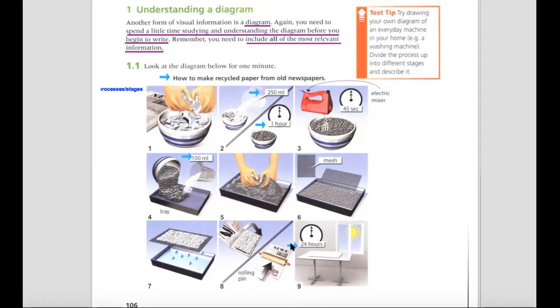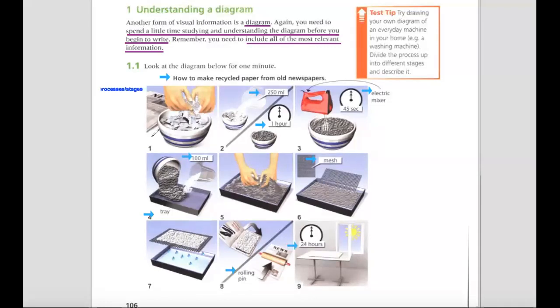The next thing to look for is any words that they put, like electric mixer, mesh, rolling pin, tray. So these are important. These are words that you can use, and you should use them in order to describe the process. Okay. And there may be words that they don't expect you to know, like they don't expect you to know what this is called, so they give you the word. If they give you the word, use it. You don't need to paraphrase. You can use the words that they give you. All right, so 3 things to look for: the title, any numbers, and any words that you can see.